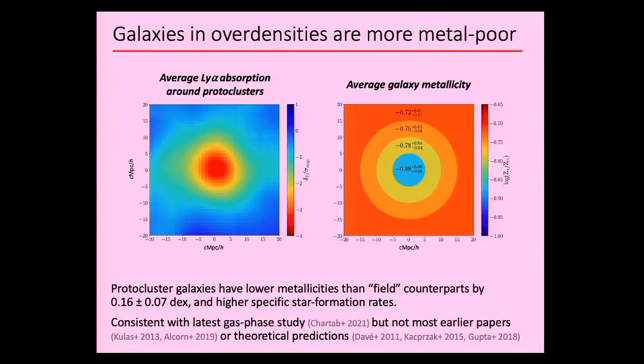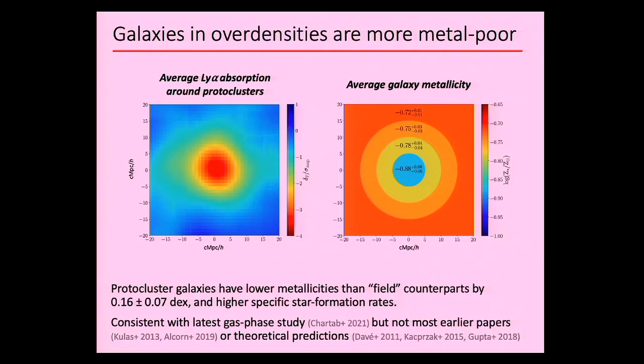You can also look at this in different environments. So NEMA started looking at the metallicities of galaxies around protoclusters. This is a map of the IGM absorption around this set of protoclusters. And here you see the average metallicity of galaxies in different shells centered on the protoclusters. And as you go in toward the central regions, the metallicity turns out to drop pretty significantly, and the star formation goes up a little bit.